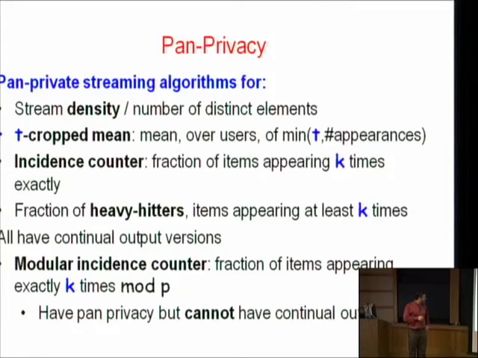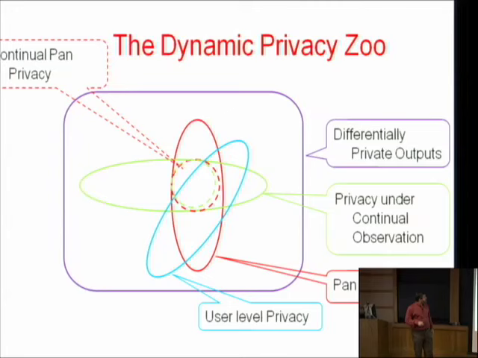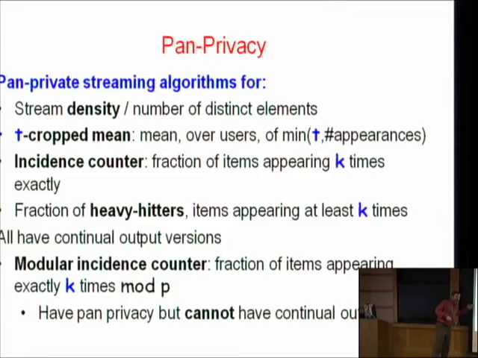That's modular incident counter, the fraction of items appearing exactly k times mod p. So this you cannot do. And here we use this, like the min count, to get the incidence counter. Because it's internal, we don't care about it. It's not part of the output. It's sort of an inside routine here, and it's used a little like the min count. And we turn this into a hash function, the mod p. Anyway, so let me finish here.